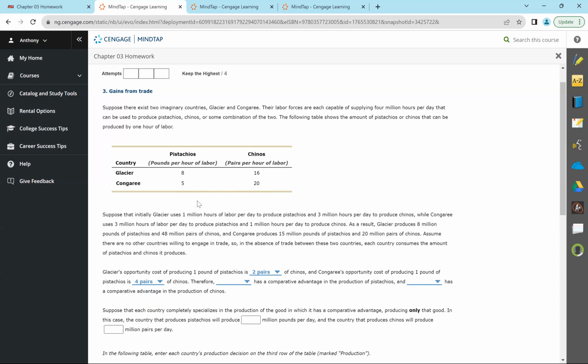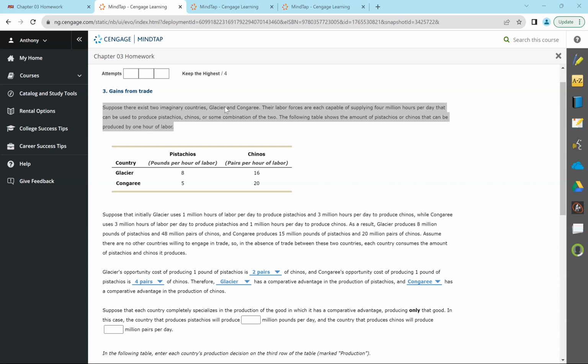Yep. So the question is who should make chinos? Well, it's better for Congaree to make chinos, not because the number's bigger, but because the ratio is higher. So Congaree could make chinos. And then what I like to do once I know that is go back, and the other one, Glacier, makes the other one. But you gotta figure out, just like in the last problem, which one has the higher ratio.